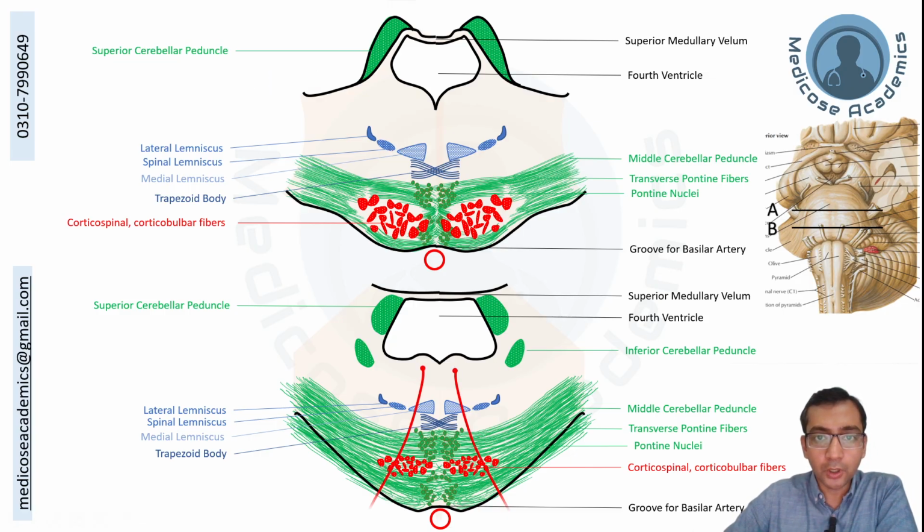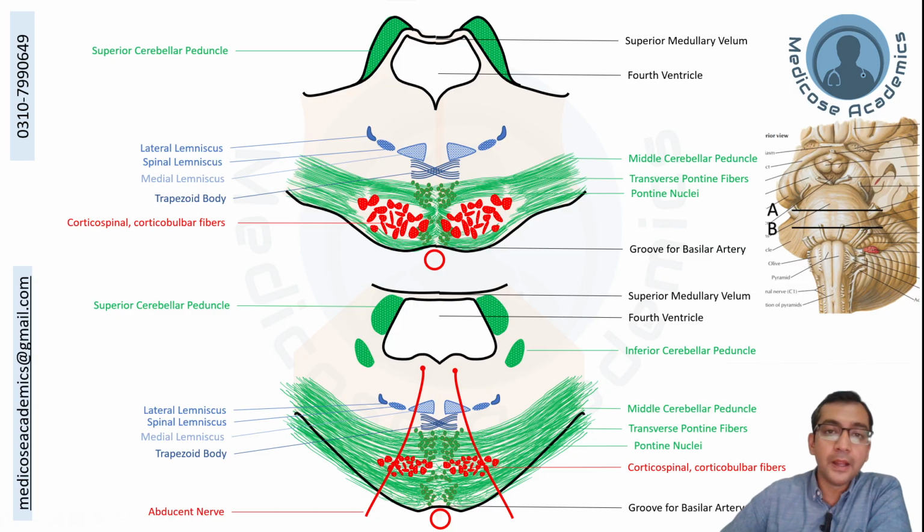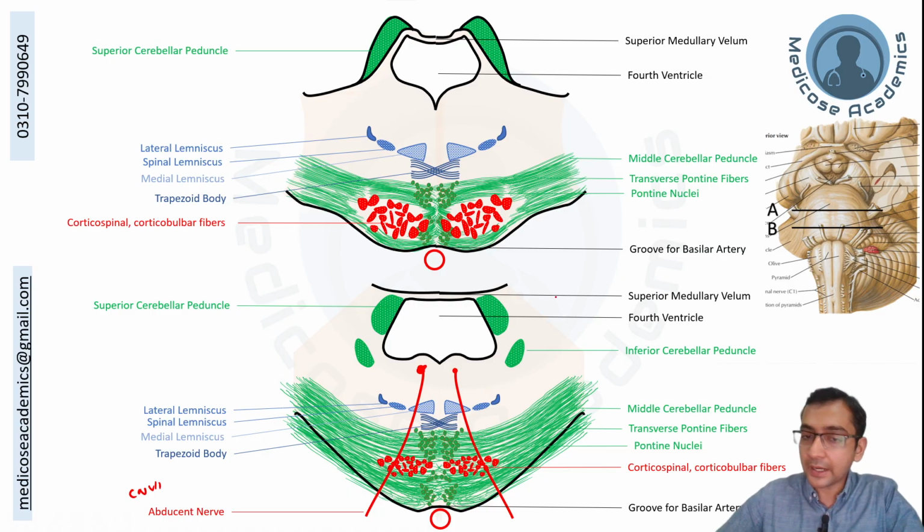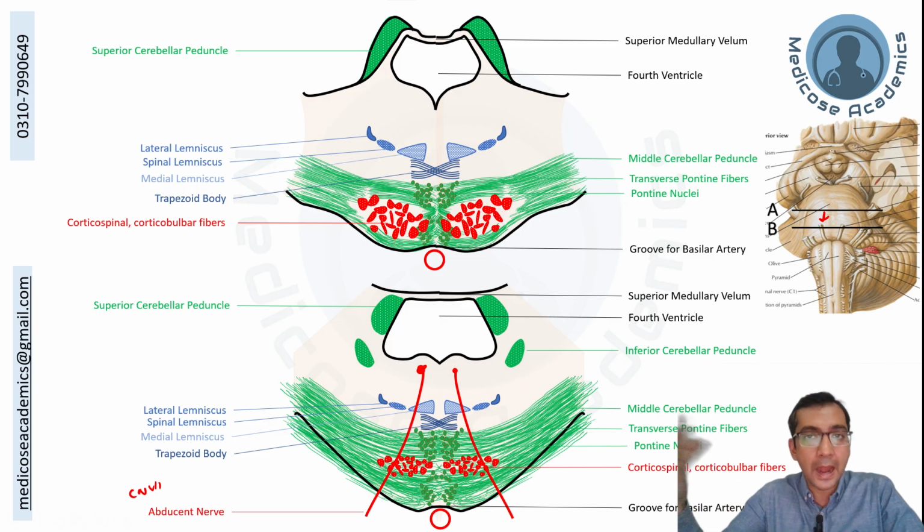That's it. Moving on. The next cranial nerve is the abducens nerve. Its nucleus is present posteriorly, relatively near to the midline, and it is cranial nerve number 6. Its fibers move anteriorly and exit from the pontomedullary junction, as you can see right here, and go on to abduct the eye through the lateral rectus muscle.